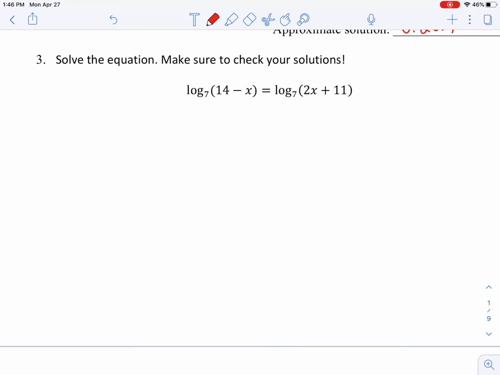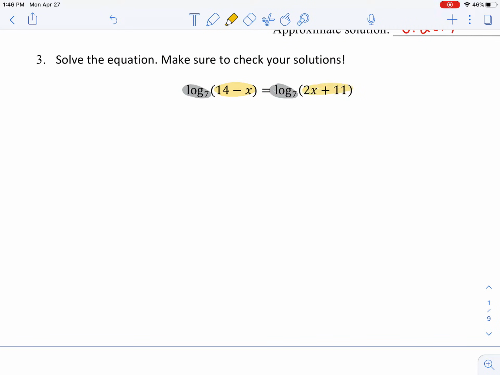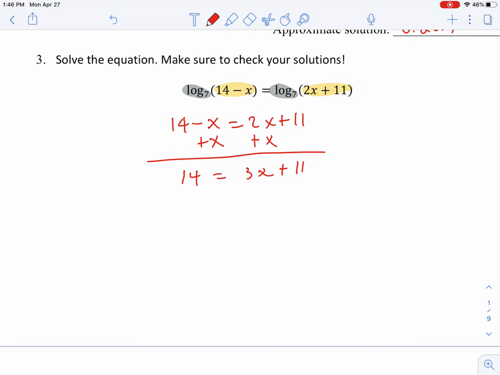Now look, they have a log expression on both the left and the right side. Here's the good thing though, they're both log base 7. So if they have the common log base, you can just set these arguments equal to each other. Just grab that out and set it equal. Let's solve this. Let me add x to both sides. I get 14 equals 3x plus 11. Subtract 11 from both sides. I get 3x equals 3. Therefore, x comes out to be 1.